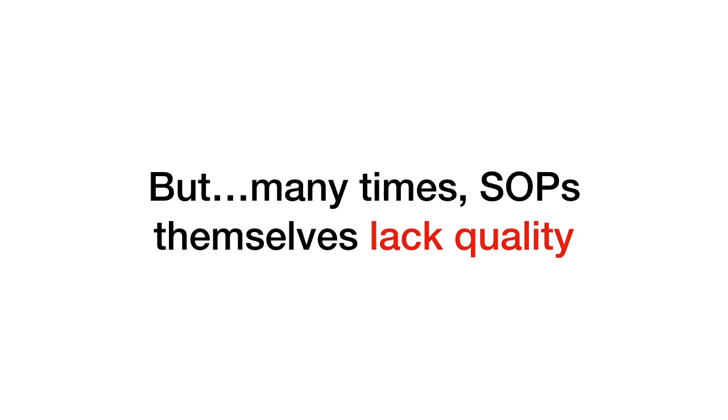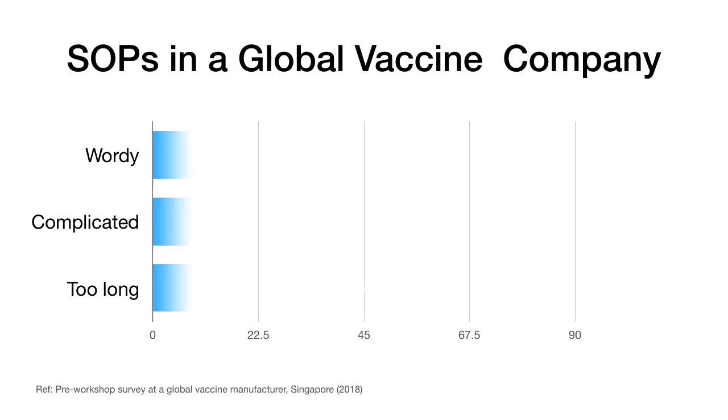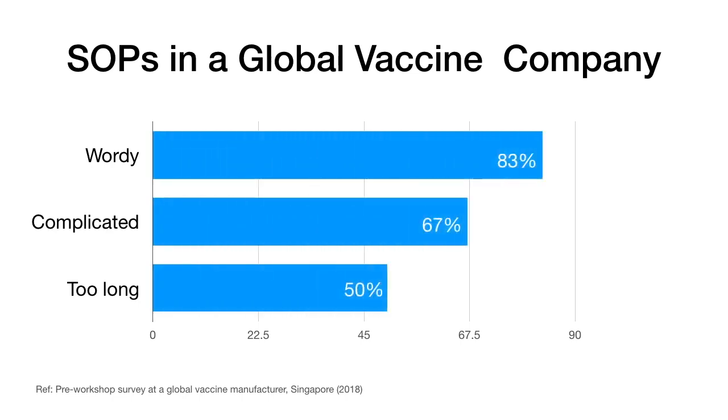So what kind of problems? When I conducted a pre-training survey among the participants from a global vaccine company, majority of the participants, 83%, said SOPs were wordy. There was too much text. 67% said SOPs were complicated, difficult to understand. And 50% said SOPs were too long.